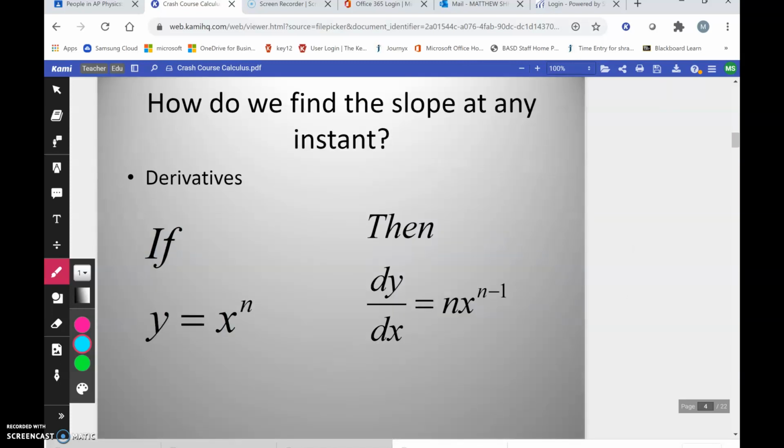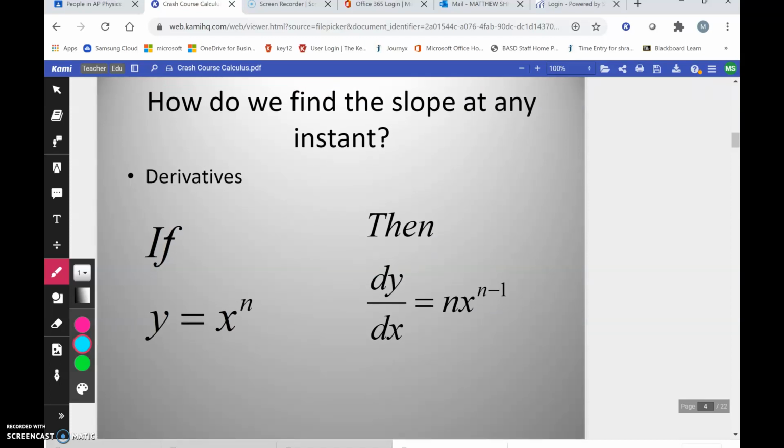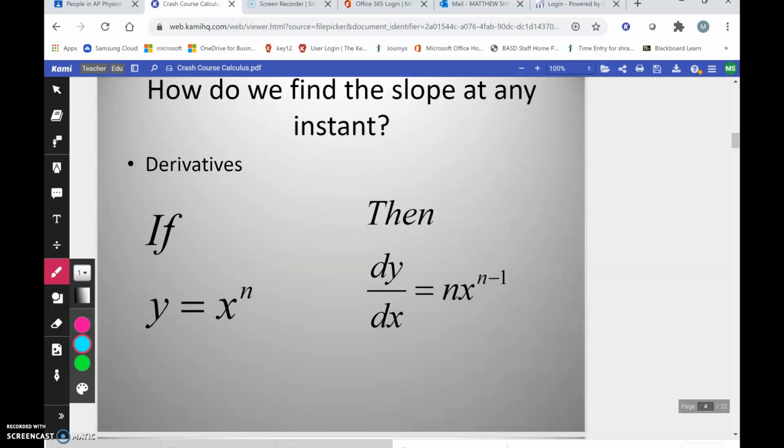So how do we find the slope at any instant, otherwise known as how do we find the slope of the tangent line? This is called the power rule in calculus. I'm not going to explain where it comes from. That's for your calculus teacher. What I'm going to do is tell you how to use it. This is a math trick that allows us to find the instantaneous velocity on a position versus time graph. It also allows us to find the slope of a tangent line on any graph.